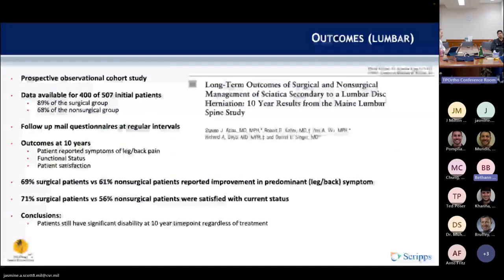All right, in this paper, again, the main lumbar spine study, just looking at 10-year outcomes. Basically 69% of the surgical patients versus 61% of the non-surgical patients reported improvement in their predominantly leg and back symptoms. And 71% of surgical patients versus 56% of non-surgical patients were happy with their current status. Again, showing that surgery for patients that need surgery can be helpful. The other takeaway from this paper, though, was that there are still patients that have pretty significant disability at the 10-year time point, regardless of treatment, just from the pathology itself.